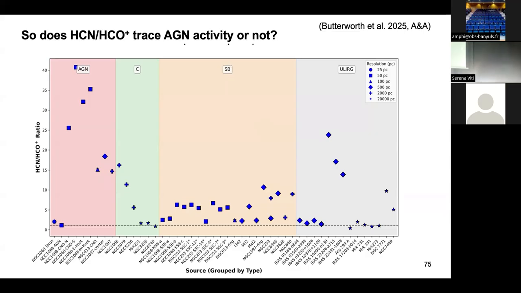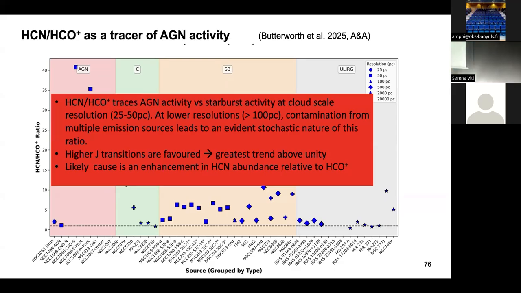And again, I don't have time to go through this, but the bottom line is that the higher the spatial resolution, the more secure is this ratio as a tracer of AGN. In other words, yes, you can use HCN over HCO+ to trace AGN activity over starburst activity, but only if you can observe at cloud scale resolution. Basically, when you go to lower resolution, gas components are mixed too much altogether in your beam, and this ratio becomes unreliable. Okay, so that's the first conclusion.